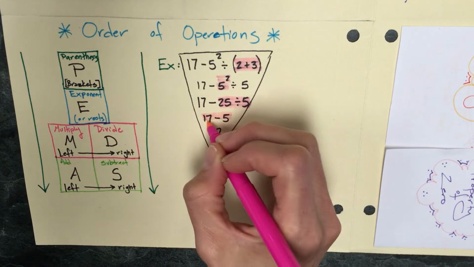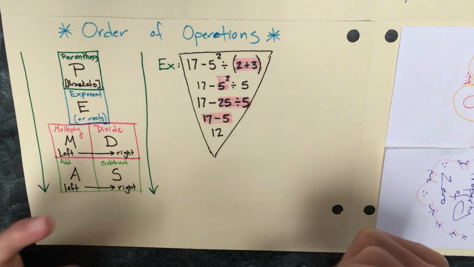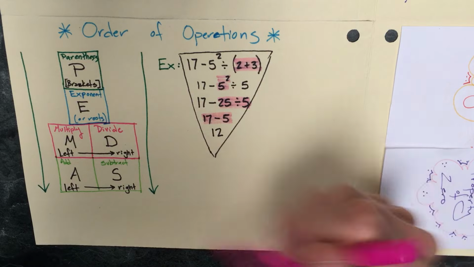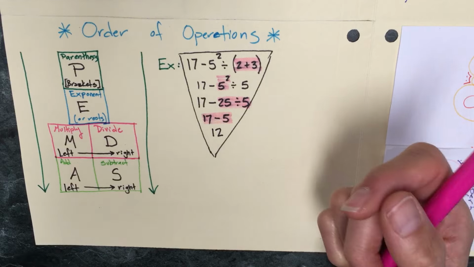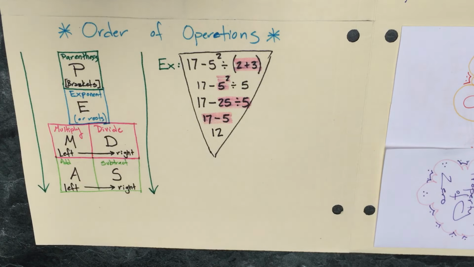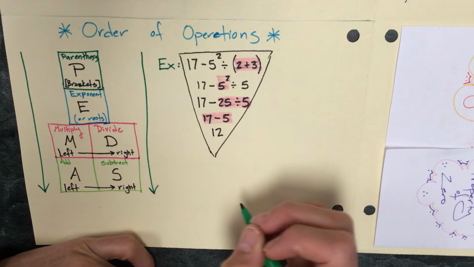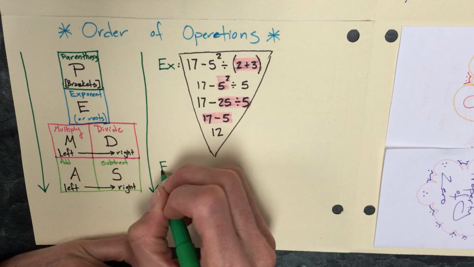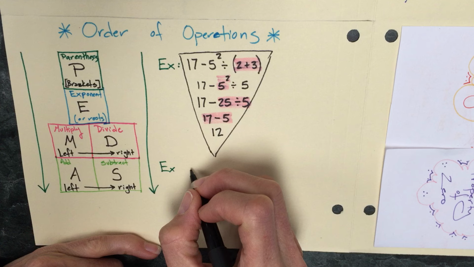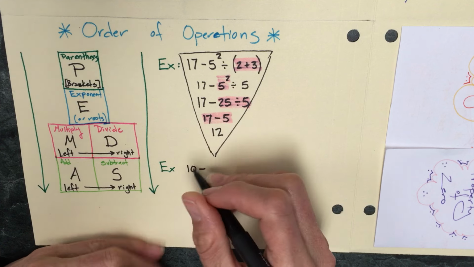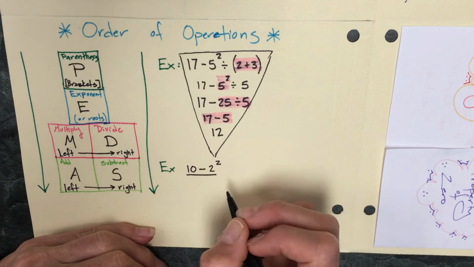And if we follow the order, we should all get the same answer, which is why PEMDAS was put into place, so that we all end up with the same answer. If we all skip around doing the different operations at different times, we're all going to get different answers. That's not what we want. All right, I'm going to do another example for you. This one's going to look a little different. So 10 minus 2 squared. Then this whole thing is divided by 3.